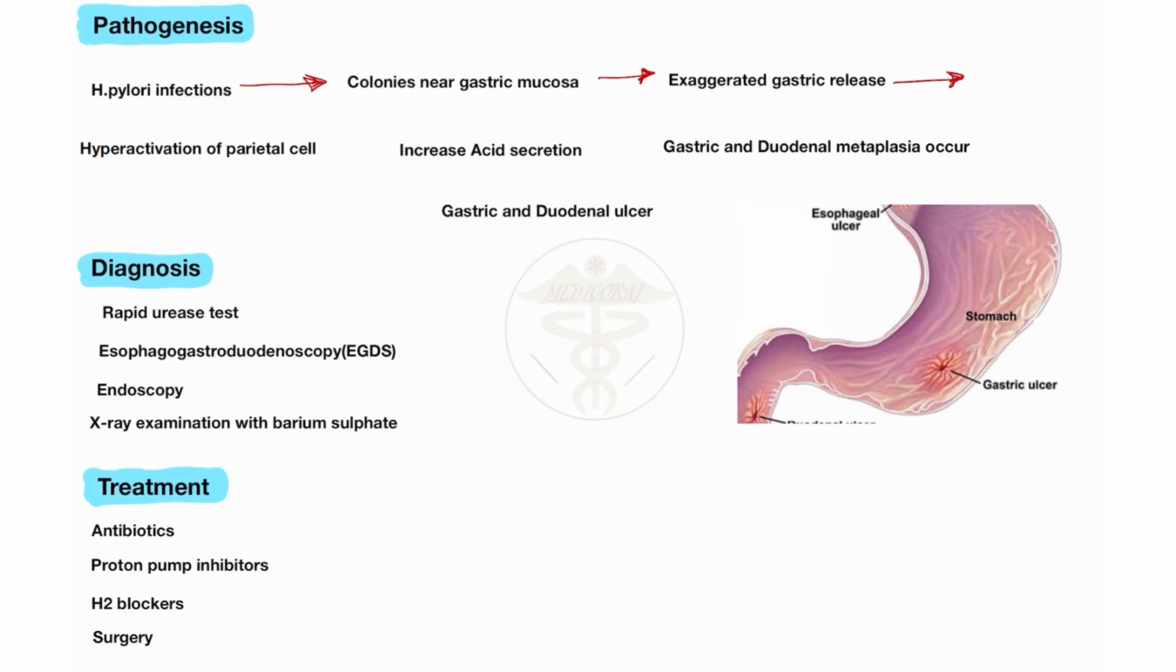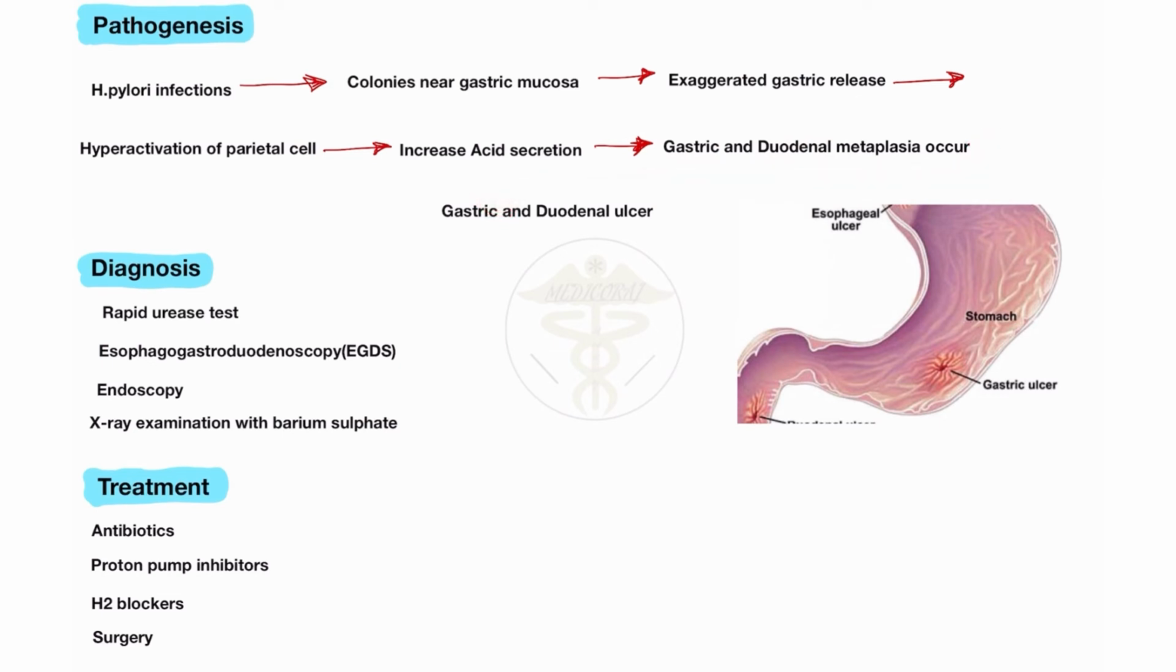Due to the hyperactivation of the parietal cell, you will see an increase of acid secretion by the parietal cell in the stomach or the duodenal part of the small intestine. So this causes hypersecretion of acid, which causes gastric and duodenal metaplasia in the patient, and which causes the gastric and duodenal type of ulcer.